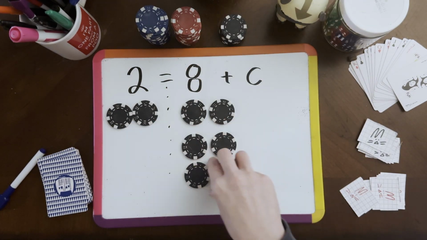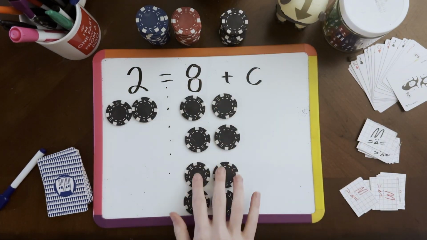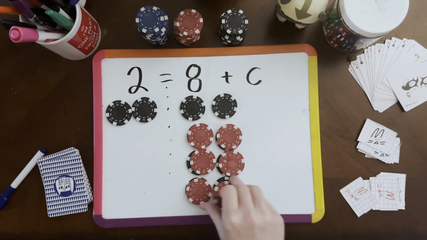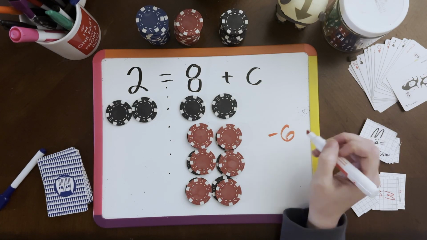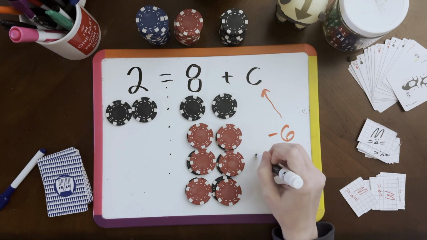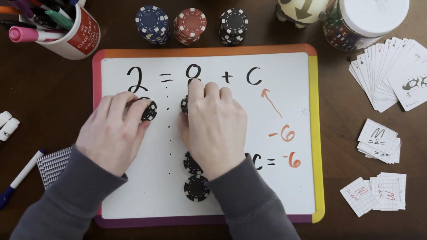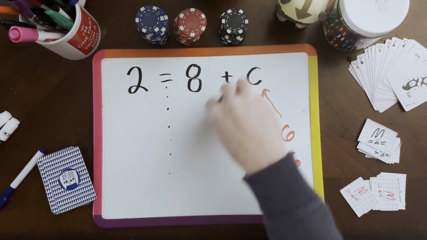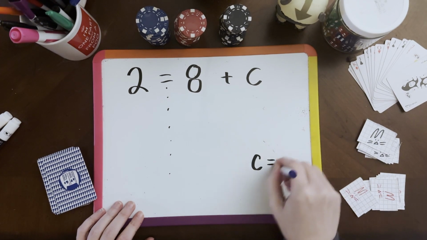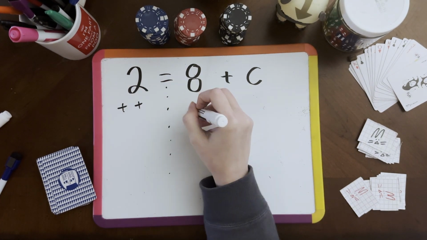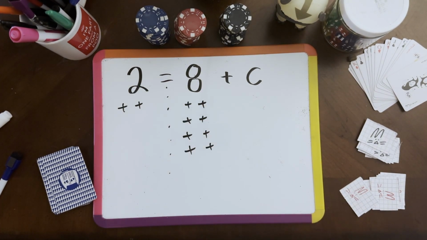The next two problems are pretty self-explanatory. I'll let you watch them and feel free to speed through as you see fit. And again, trying to move away from using the poker chips to using positive symbols for our positive integers and negative symbols for our negative integers.